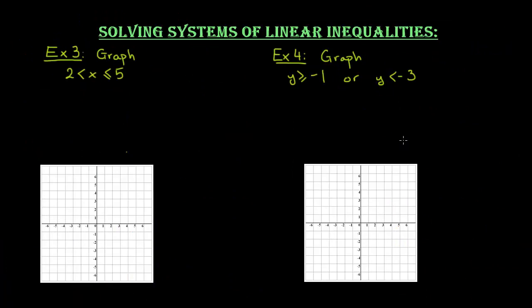So with examples 1, 2, and 3, I believe you already have an idea how to graph a system of inequalities. But there are 2 more examples I want to talk to you about. The first one is 2 less than x less than or equal to 5. So we have a double inequality. What we have to do is split it into 2 separate inequalities. Let's say if I cover the less than or equal to 5, then you see that we have 2 less than x.